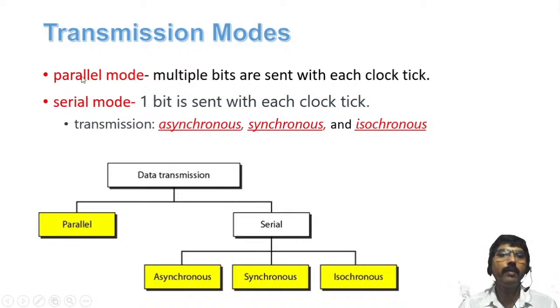There are two types of transmission modes. The first one is called parallel mode, in which you can group a number of bits and send each group at a time. In serial mode, we are sending data bit by bit, that is one bit at a time. At one clock tick, one bit will be sent. Here at one clock tick, we are sending a group of bits. In serial mode, there are three types of technique. One is called asynchronous.